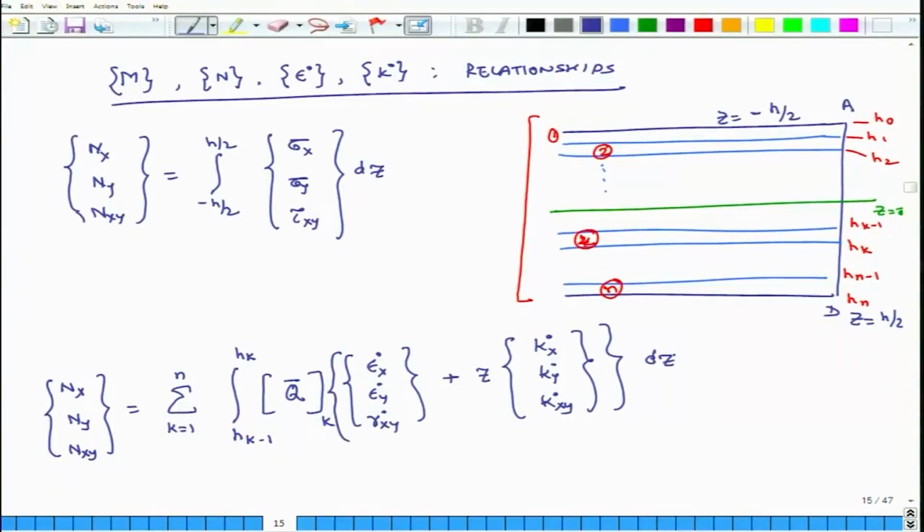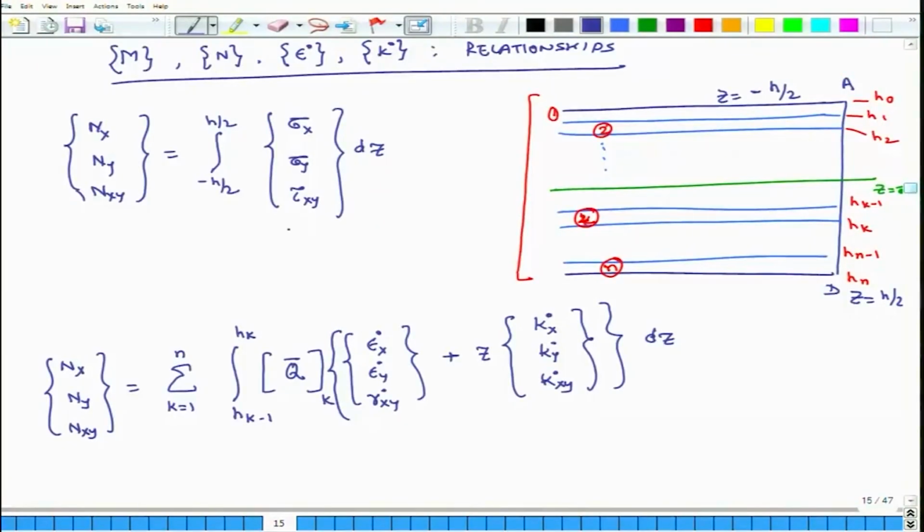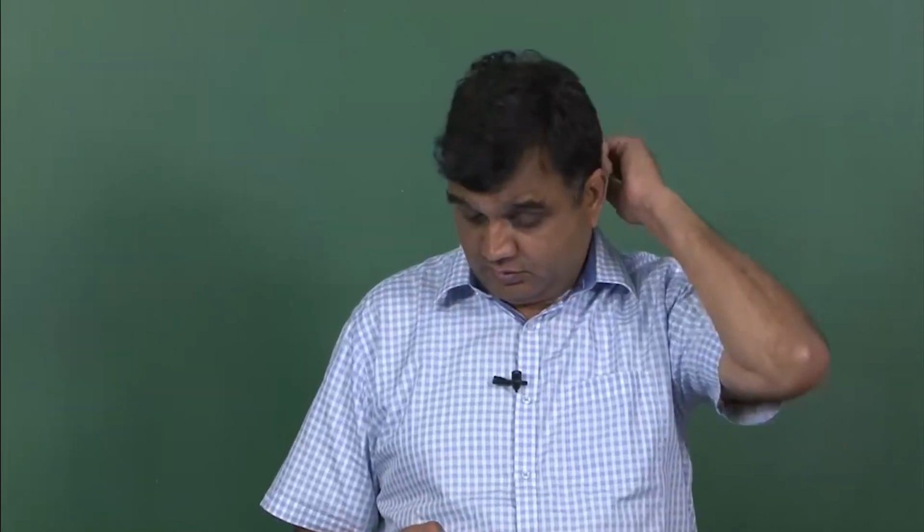Okay. So, this is what I get. Essentially, first I have developed the stress strain relations for the kth layer, and I am integrating this over the kth layer, and the range of z is h_k minus 1 to h_k, because those are the coordinates for the top and bottom surfaces of the kth layer. Then I do similar operations for each layer and add all of them up.